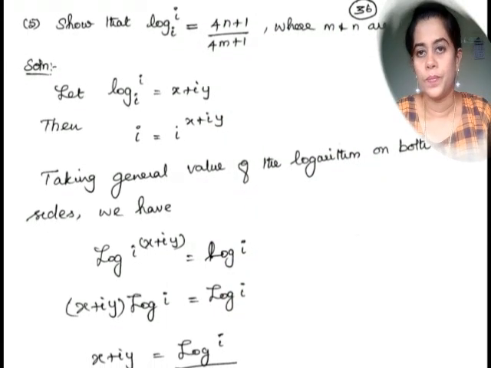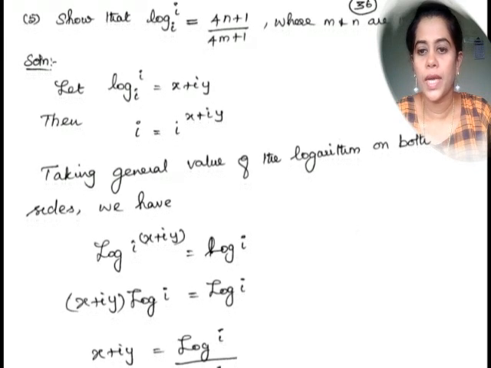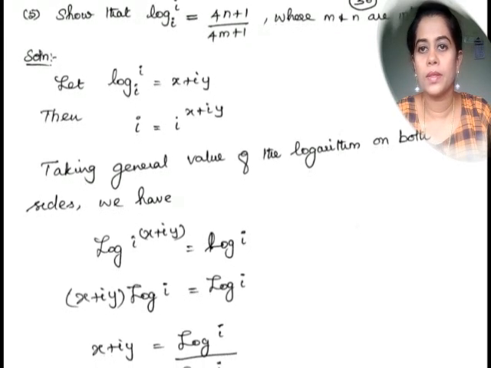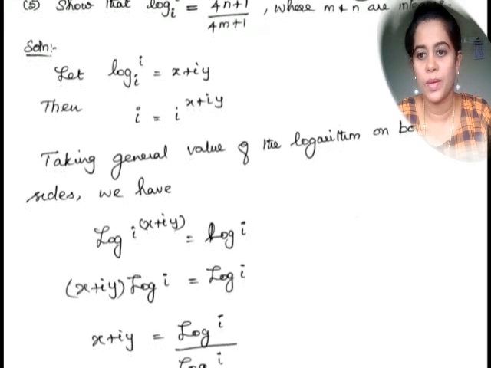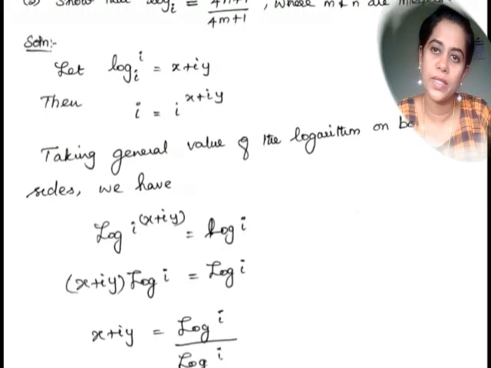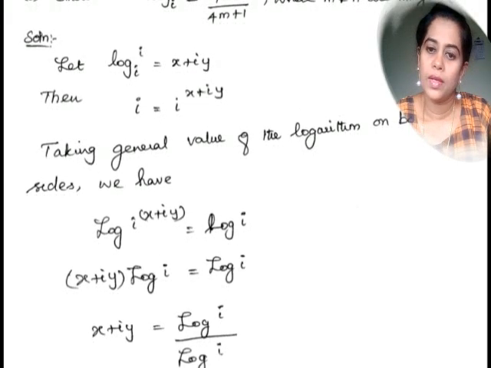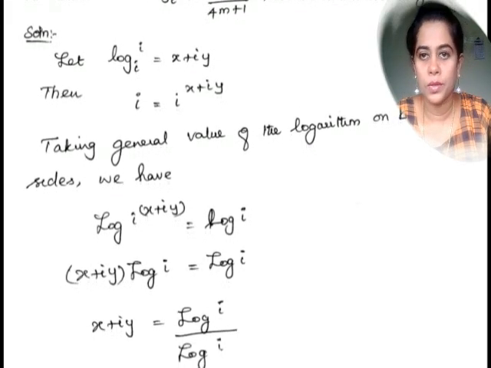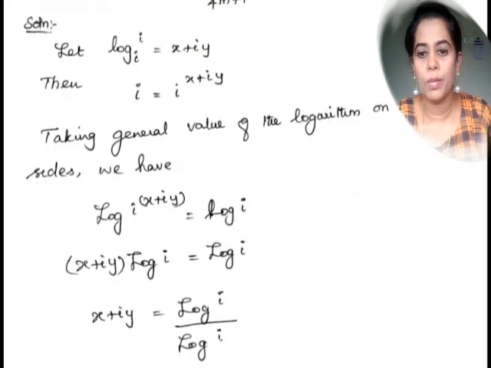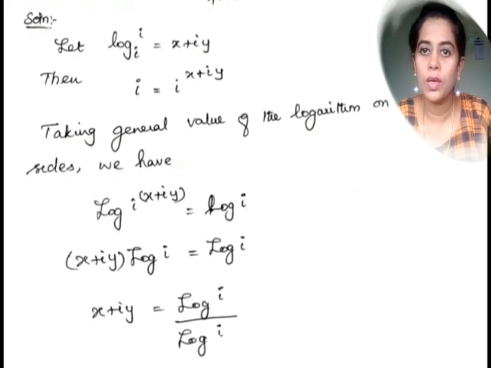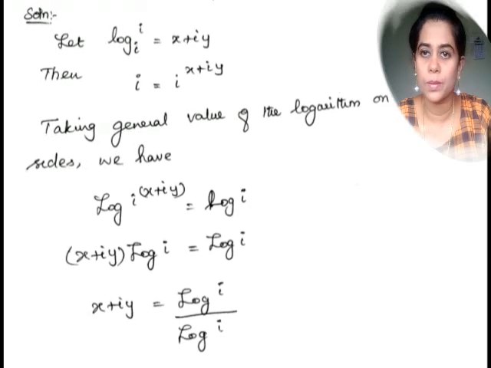Let me go to the next problem. Show that log of i to the base i is equal to (4n+1)/(4m+1), where m and n are integers. Let me have log of i to the base i equal to x plus iy. And then by the definition, i is equal to i power of x plus iy.